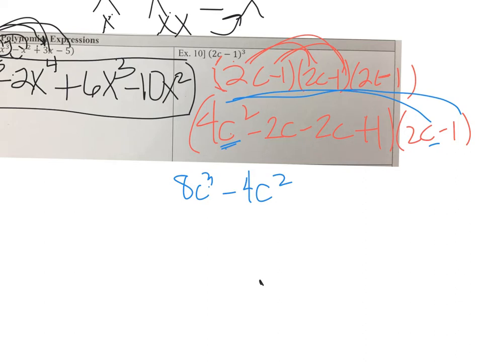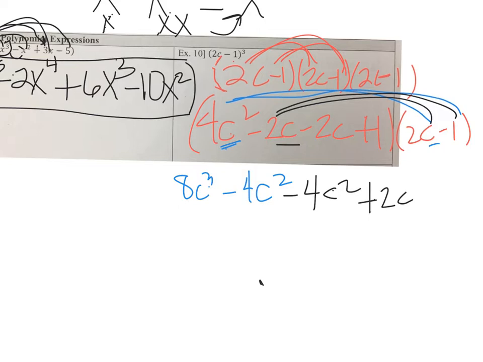Now do the next section. Negative 2c times 2c and negative 2c times negative 1. So negative 2 times positive 2 is negative 4. c times c is c squared. All right. Negative 2c times negative 1 just gives me a positive 2c. Changes my sign.